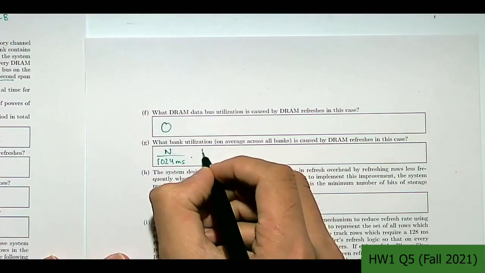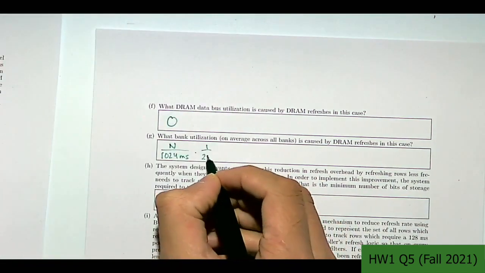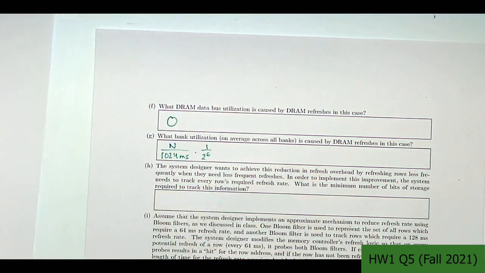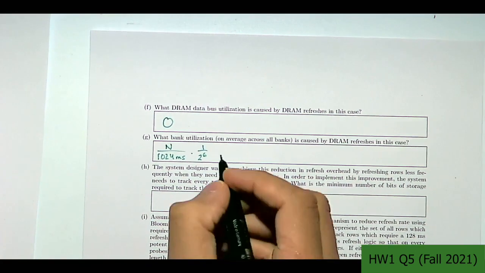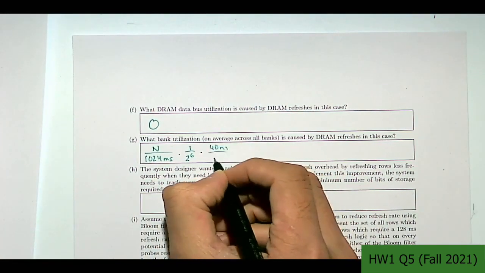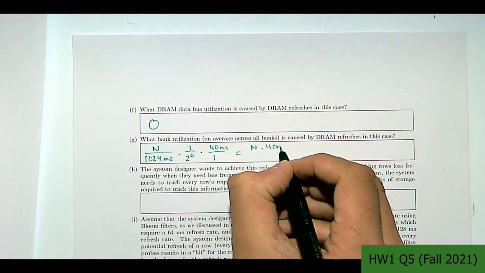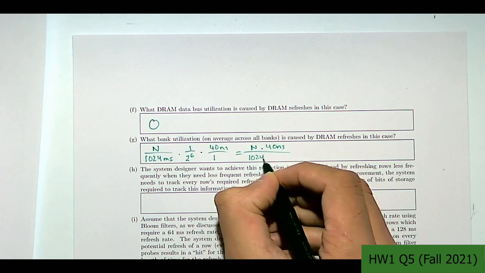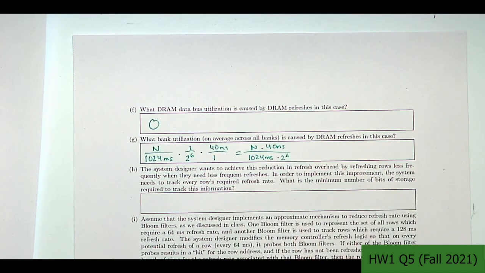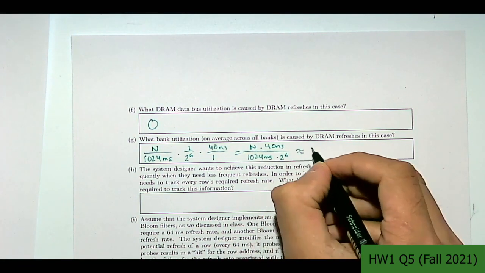So here we have 2 to the 6 banks in the system. And so we're going to say that these refresh operations are equally distributed amongst banks, right? And so that's how we would arrive at this answer. And it's 40 nanoseconds per refresh operation. And so when we compute that, it's n times 40 nanoseconds over 1024 milliseconds times 2 to the 6, right? And I think, in the solutions, that's about 0.5%.